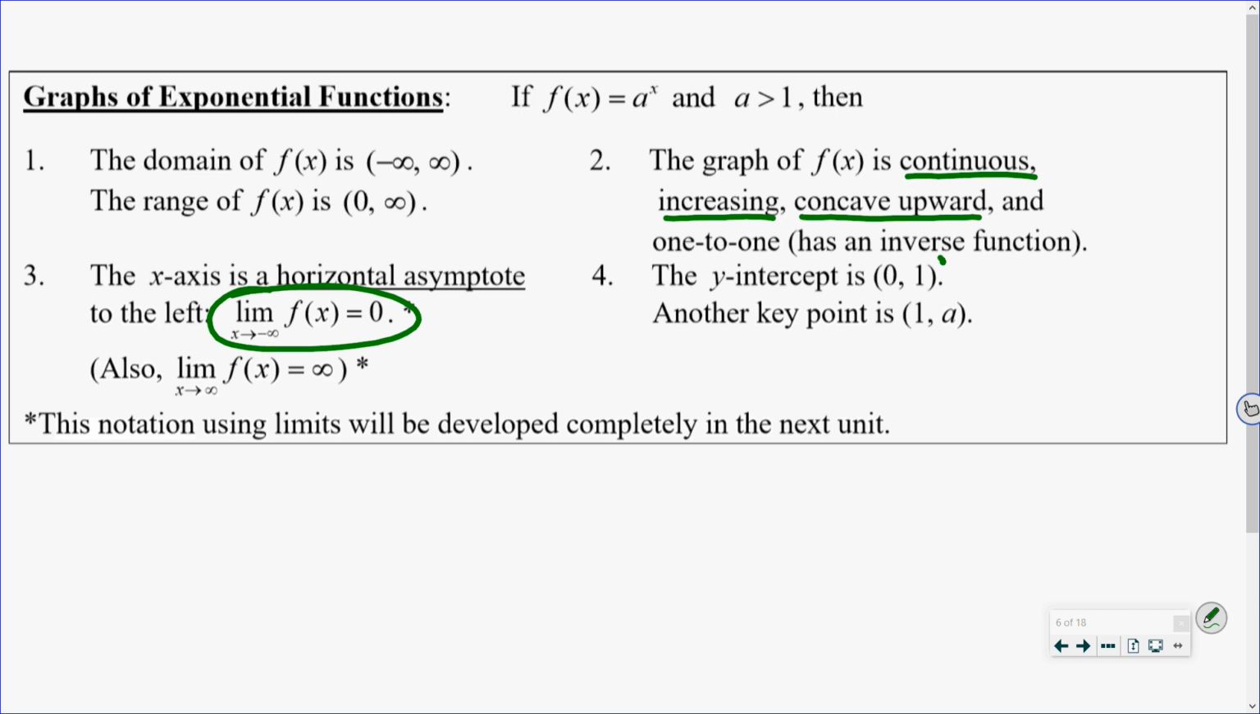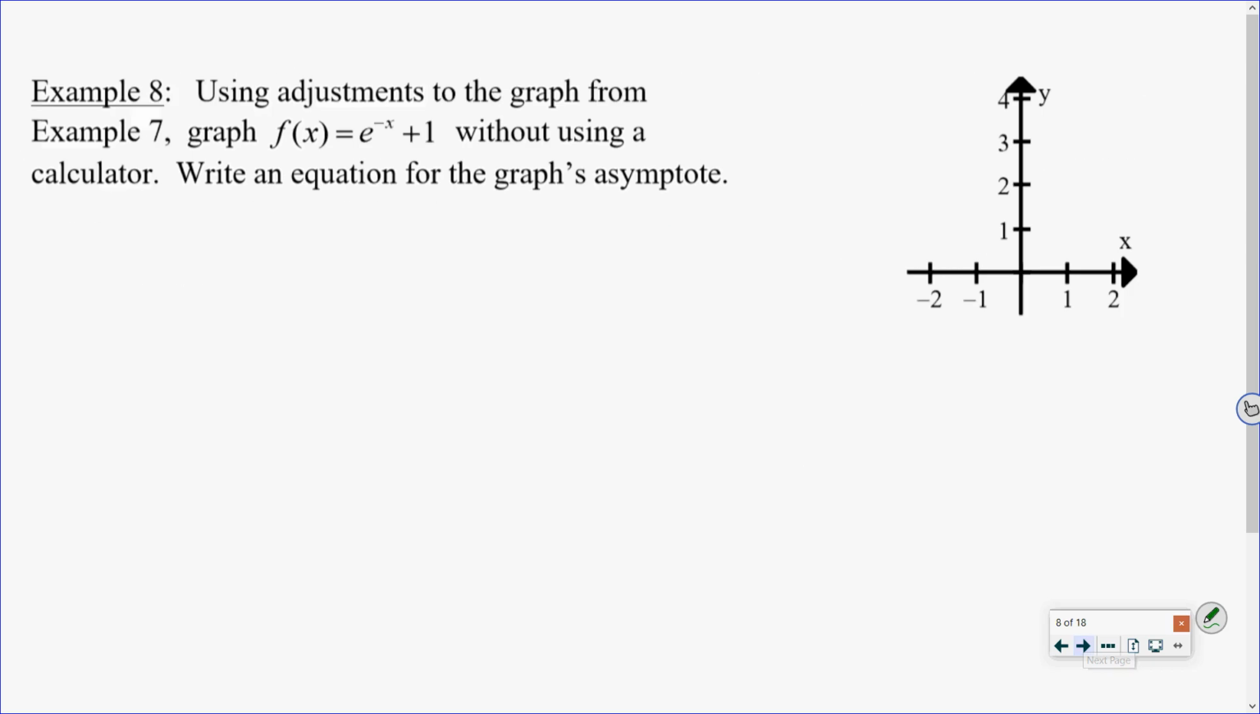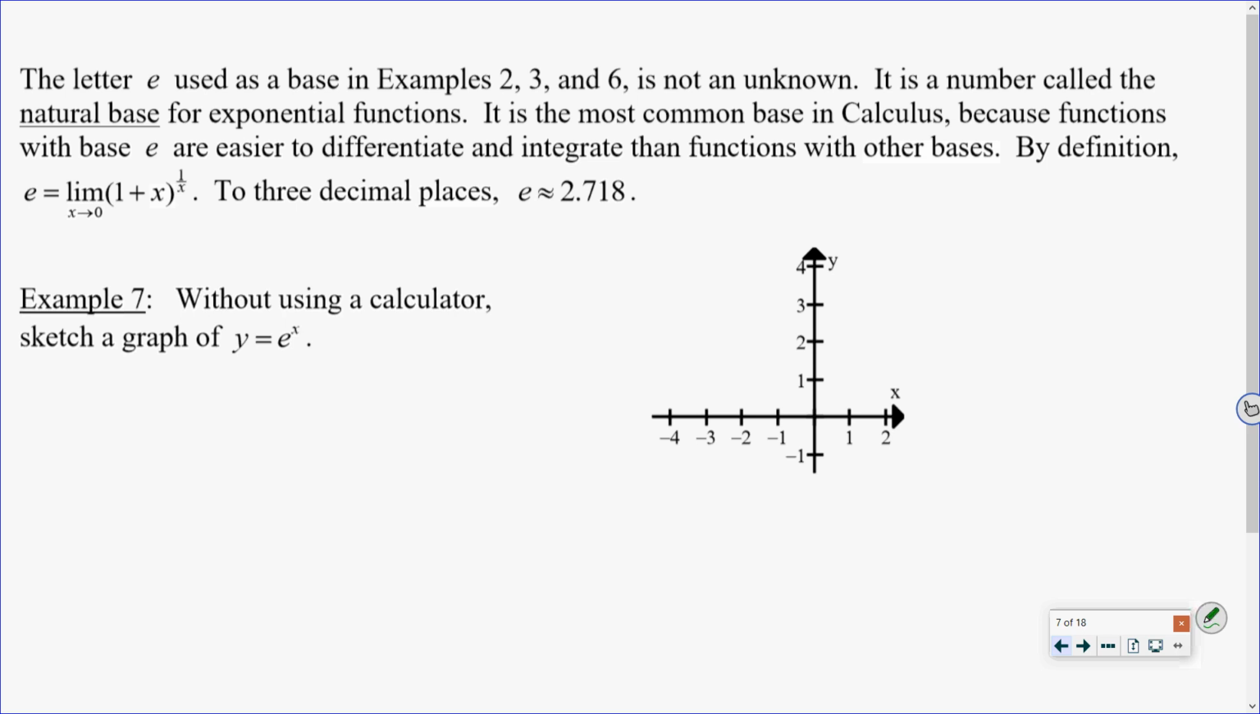A couple of points, we said this, have a point at 0, 1, and at 1a. All right, so it says use, hold on, did I skip one there? There we go. It says the letter A used in examples 2, 3, and 6 is not an unknown, right? It's not a variable. It's a number called the natural base, okay? And it's used a lot in calculus. So when we get into taking derivatives and integrals of exponentials and logarithms, we'll mainly do base E.